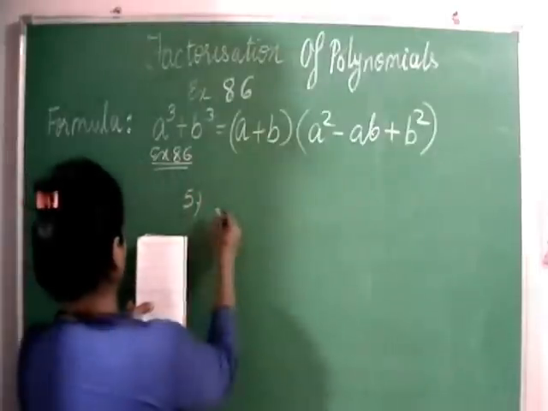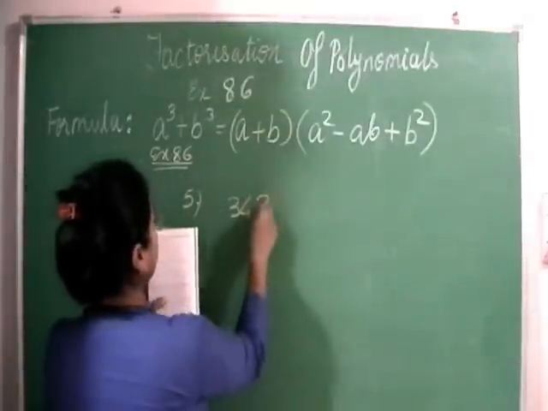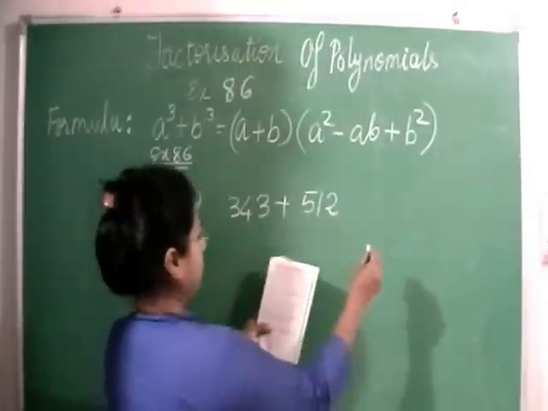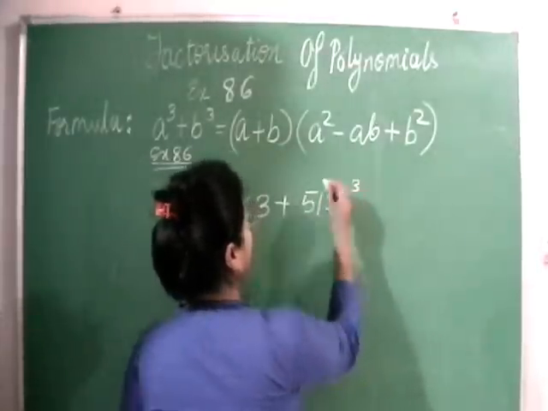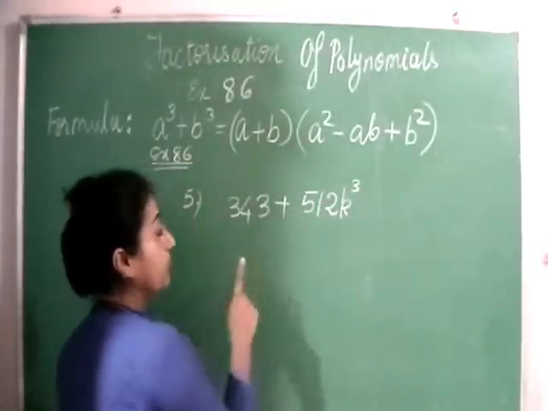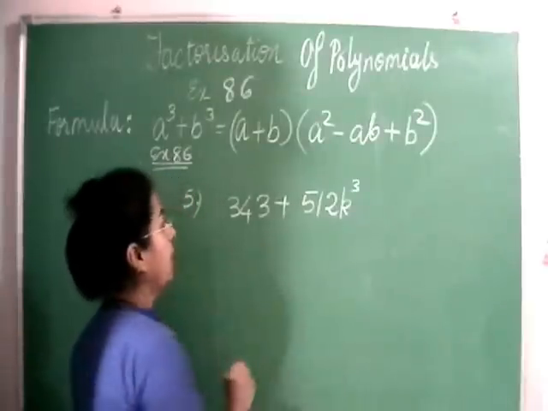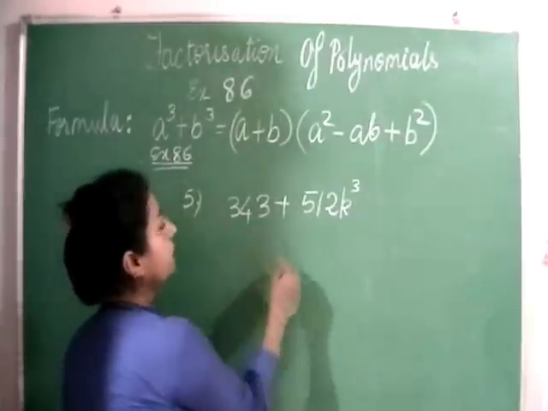Sum number 5 says 343 plus 512k cube. Now very carefully, we have learned the chapter cube and cube roots. The numbers will be helping you if you know those answers and learn the answer there.